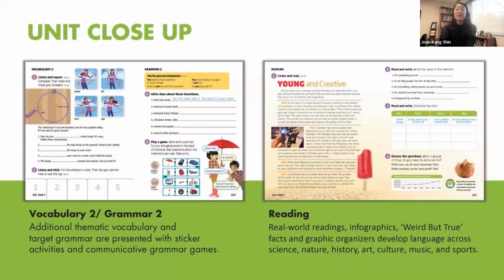And we have real world readings. We incorporate infographics, right? Because communication is multimodal in the 21st century. In addition, we have these weird but true facts that come from National Geographic and encourage students to use graphic organizers, which help them to comprehend the readings and gain comprehension from what's in the text. And in addition, these help students to learn language across the content areas. So our readings can hit on science, nature, history, art, culture, music, sports, the gamut. And so we pull it all together in a reading.